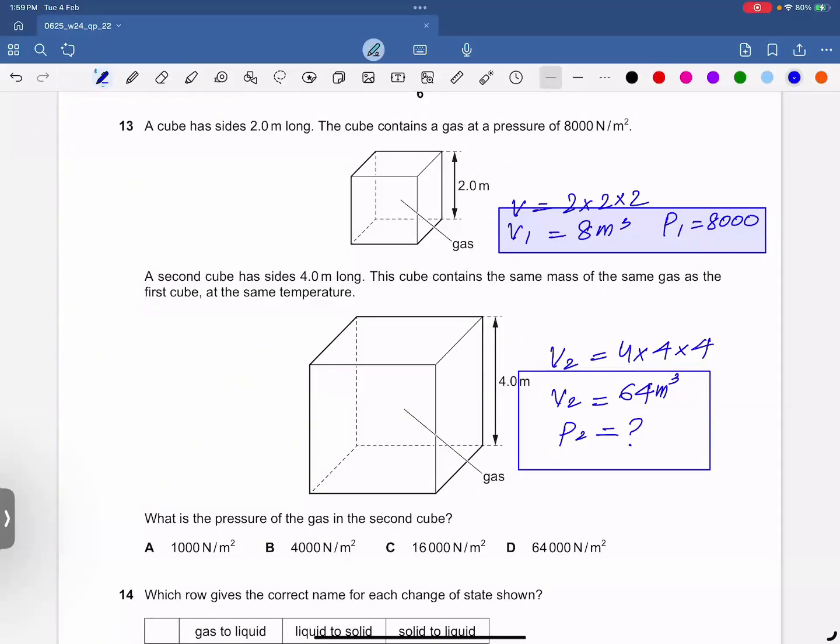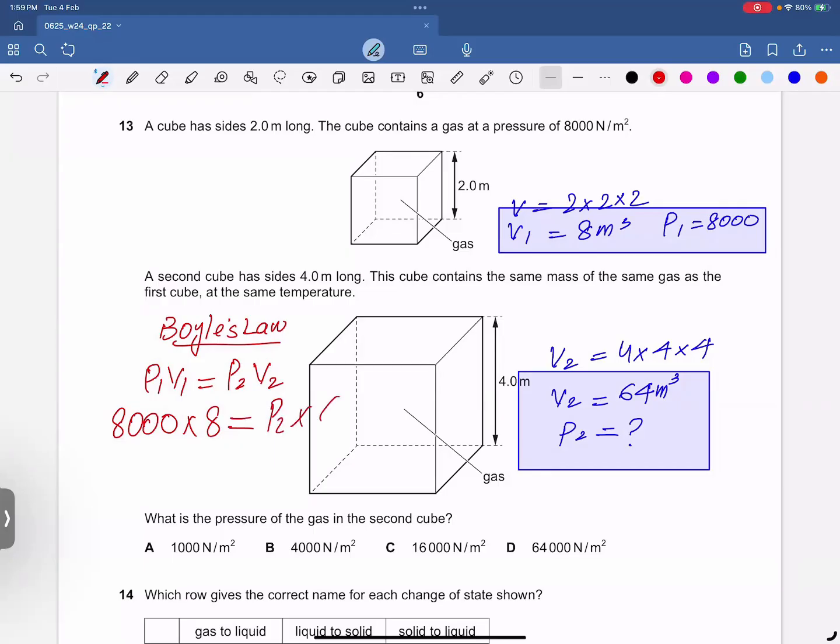Apply Boyle's law. Boyle's law says P1 V1 is equal to P2 V2. P1 was 8,000, V1 was 8, P2 we don't know, V2 is 64. So divide by 64: 8,000 times 8 divided by 64 is 1,000. The answer is A. Easy question, my dear students.